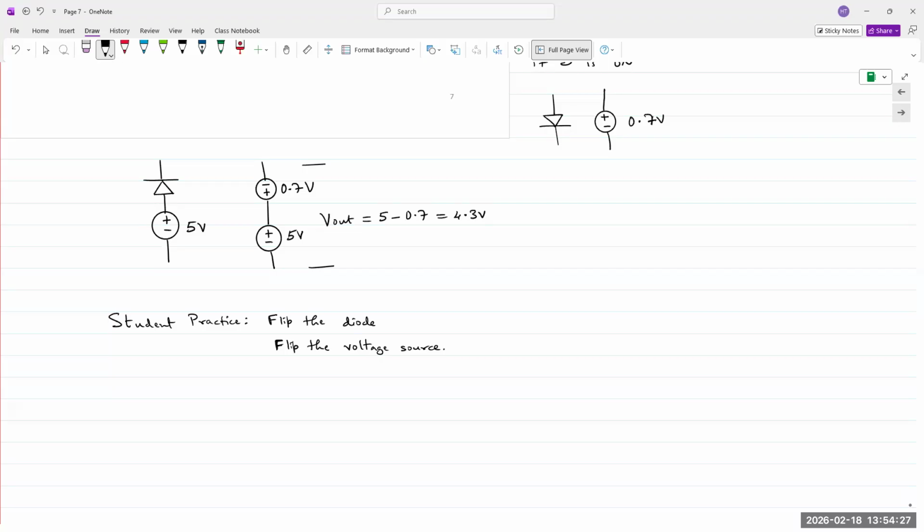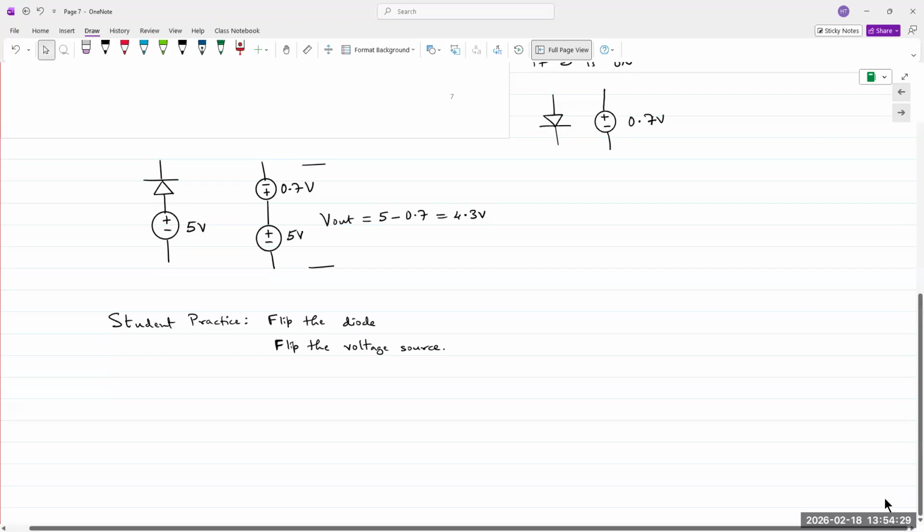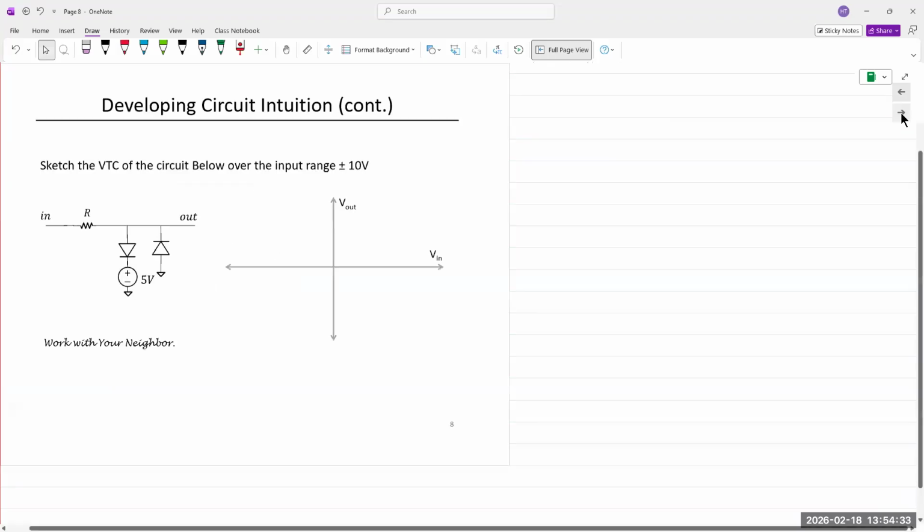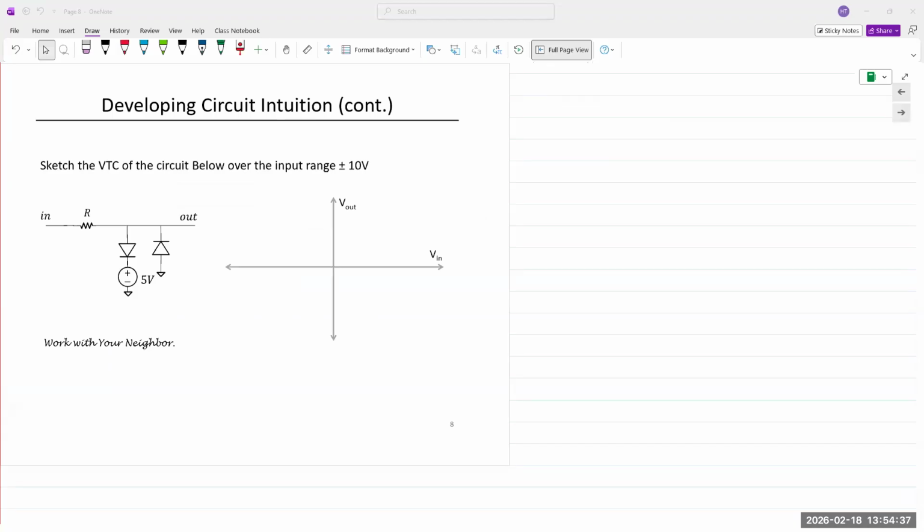All right. We have about 5.5 minutes left. We have 3 more slides to cover. So I'm just going to move on to the next one for now. You have 2 diodes.